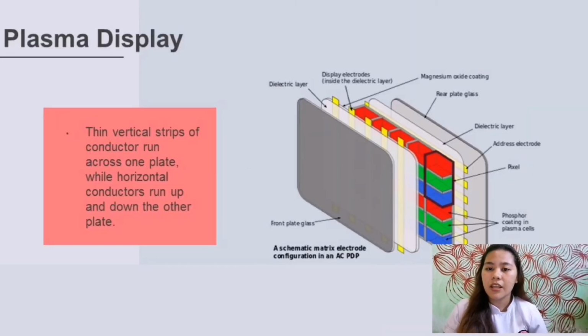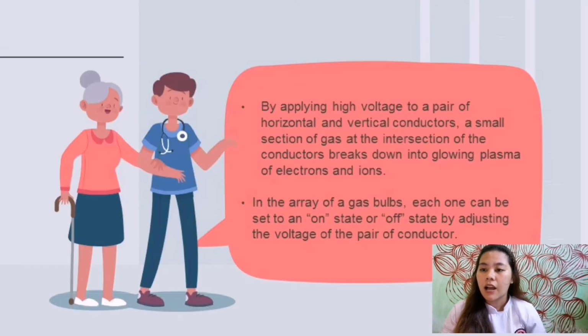Plasma display. Thin vertical strips of conductor run across one plate while horizontal conductors run up and down the other plate. How does it work? It works by applying high voltage to a pair of horizontal and vertical conductors. A small section of gas at the intersection of the conductors breaks down into glowing plasma of electrons and ions.